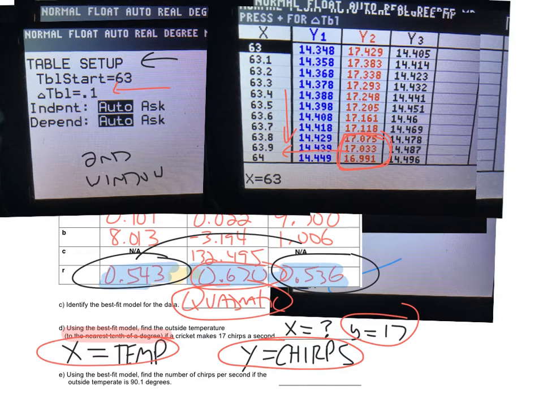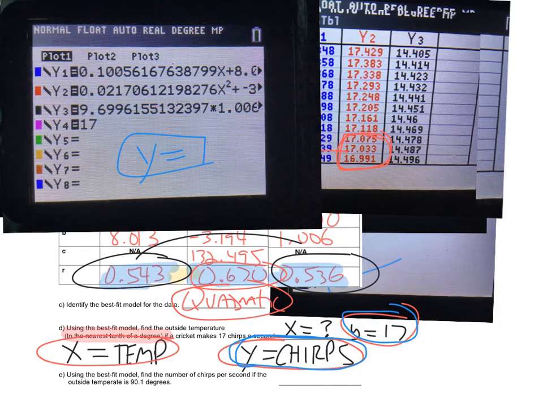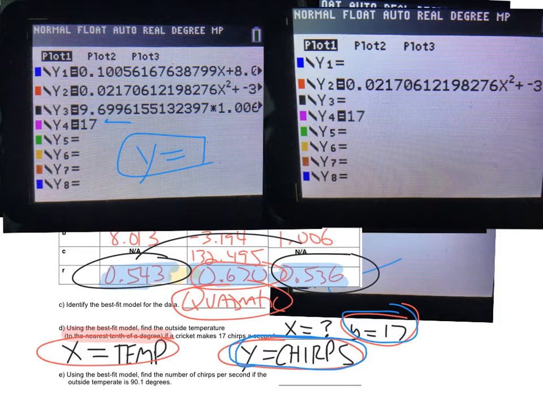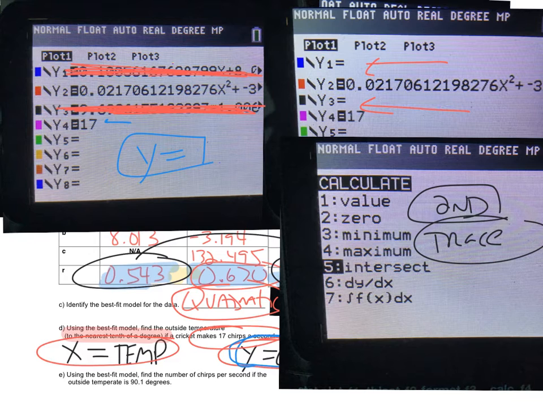What's always a better approach, when they give you a y value, in this case the number of chirps per second, is to actually graph the y value. Type y equals, type in the y value that's given to you. So I typed in y is equal to 17 into y4. Now I'm using the quadratic model, so the linear equation, which was stored in y1, and the exponential equation, which was stored in y3, I'm just going to get rid of on my screen. I'm just going to graph the y2, the quadratic model, and the y value that you were given in the problem, 17, and find the point of intersection by pressing second, which is the blue button, and then trace. I'm going to go to option 5 for point of intersection.